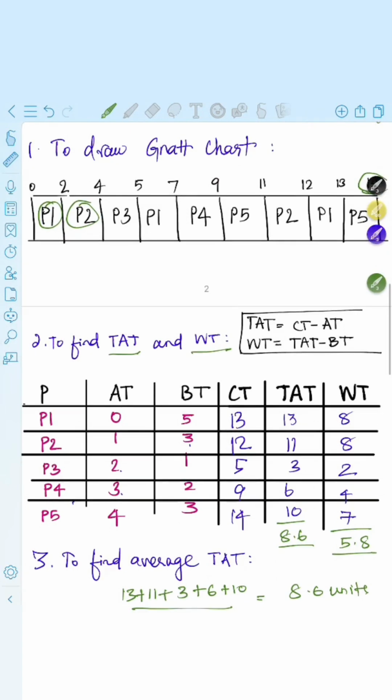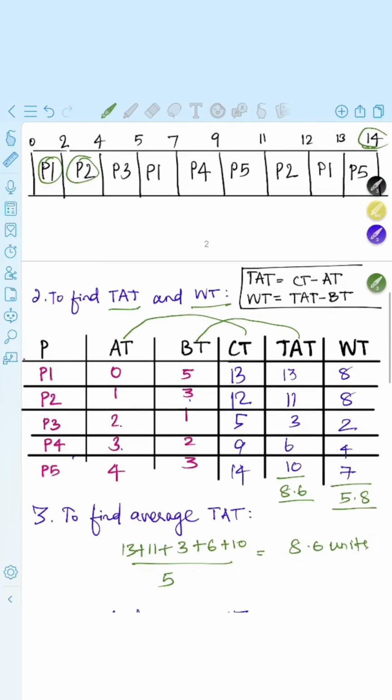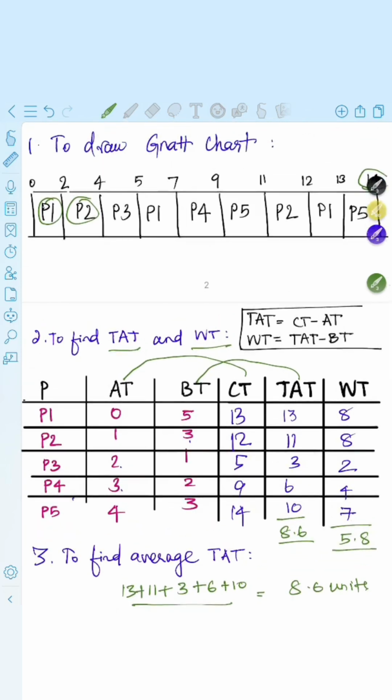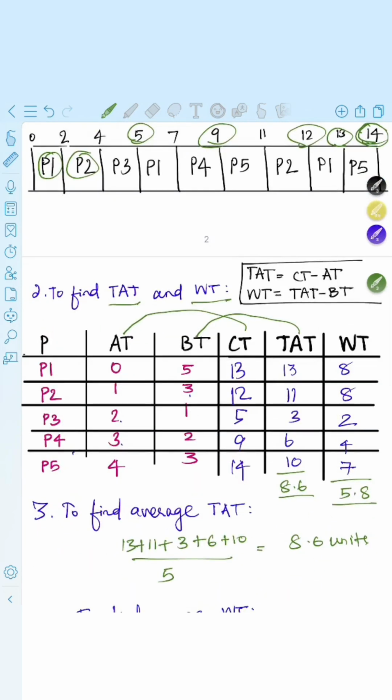For finding turnaround time, we have to subtract the arrival time from the completion time, and for the waiting time, we have to subtract the burst time from the turnaround time. The completion time can be taken from the Gantt chart. Using these formulas, the turnaround time and the waiting time have been calculated.